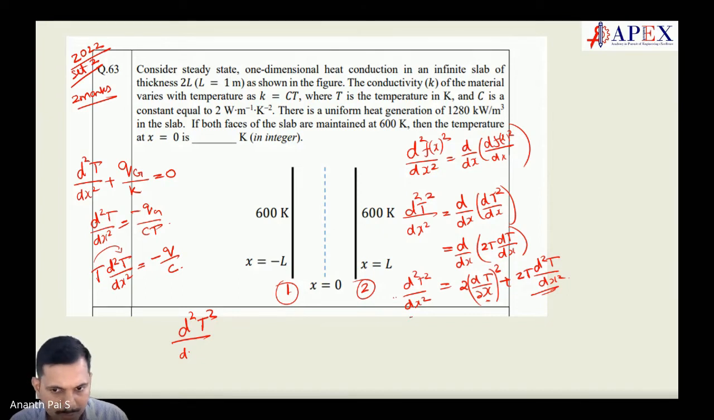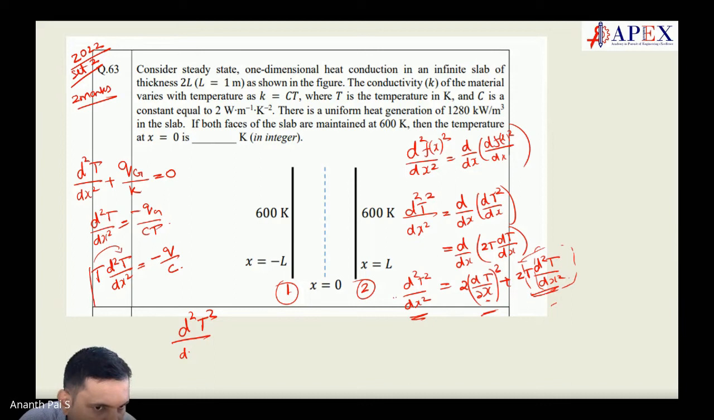This is proper, right? So now I need this term basically. Both the sides I'll multiply 2. Then see what my purpose is. We have got a term which is t into d square t by dx square.